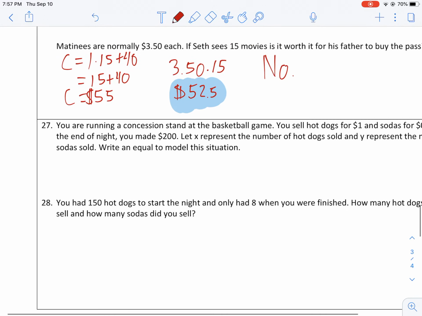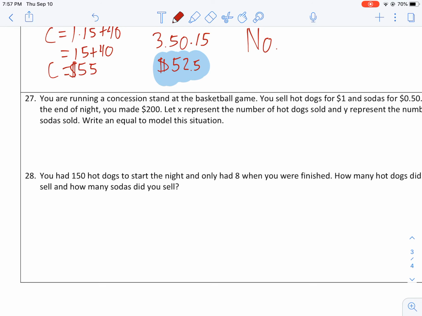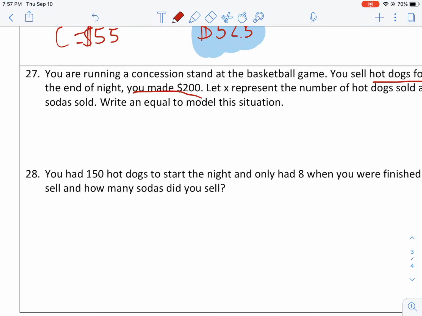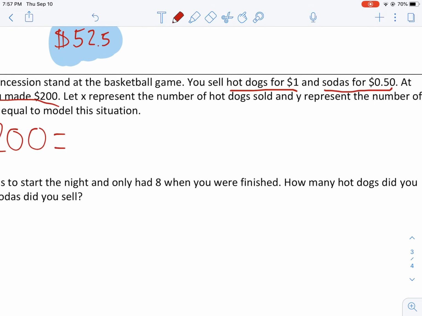Last question. You are running a concession stand at the basketball game. You sell hot dogs for $1 and sodas for 50 cents. At the end of the night, you made $200. Let X represent the number of hot dogs sold and Y represent the number of sodas sold. Write an equation to model the situation. This is not going to be slope-intercept form, because we have no one-time fee here. We actually have two things happening over and over again: $1 for hot dogs and 50 cents for sodas. And we know the total is 200.